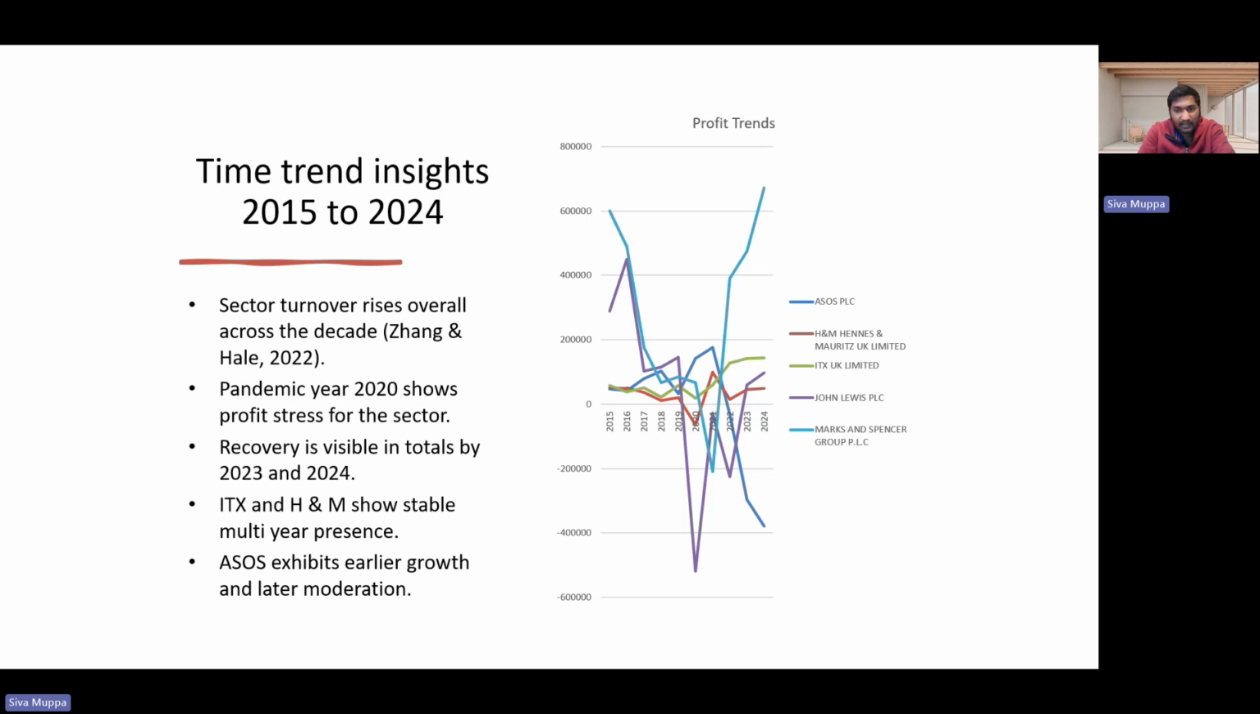The growth of ASOS accelerates until 2021, while ITX and H&M have consistent footprints, which have enabled them to have consistent contributions despite macroeconomic and trading conditions.